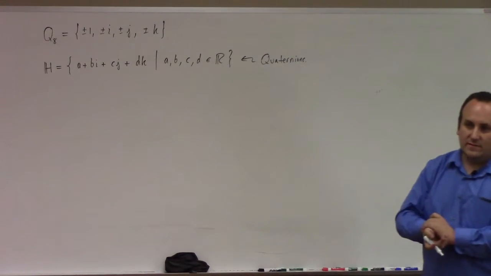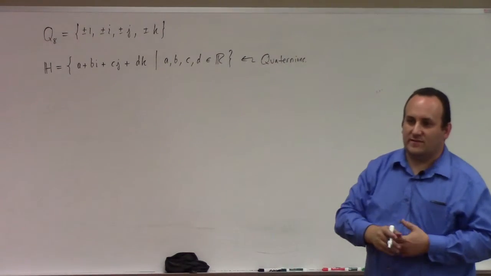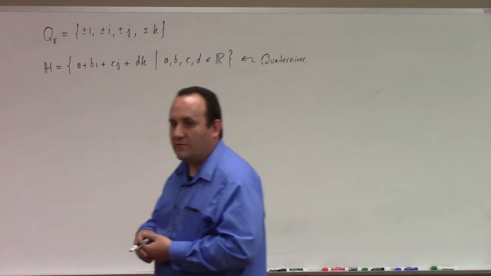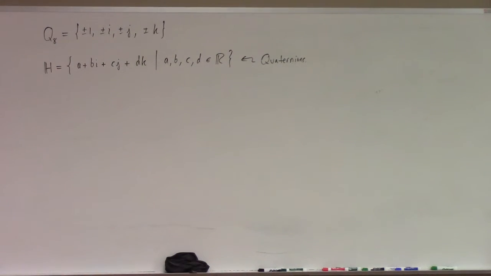So those are all possible linear combinations over the reals of the quaternion 8 group. Otherwise, you multiply them and add them just like normal. It's just that i squared is minus 1, j squared is minus 1, k squared is minus 1. And some really cool stuff happens. See if I have time to show you. Maybe, maybe not.